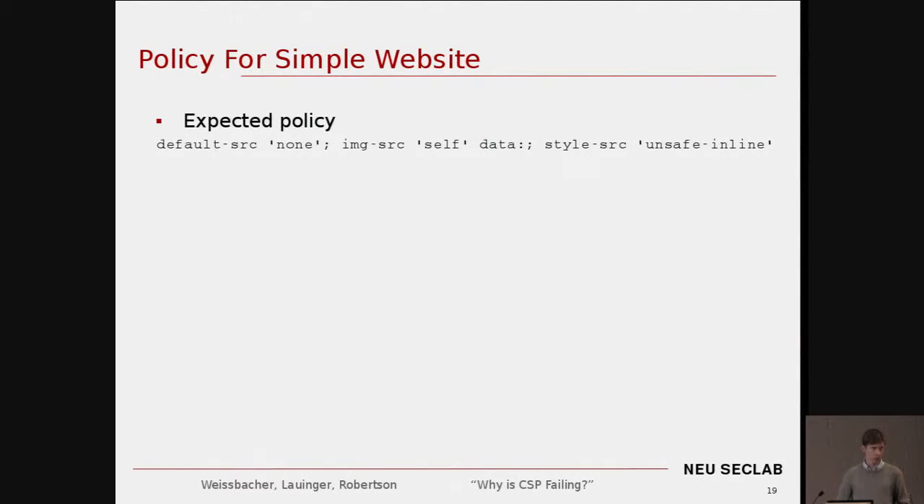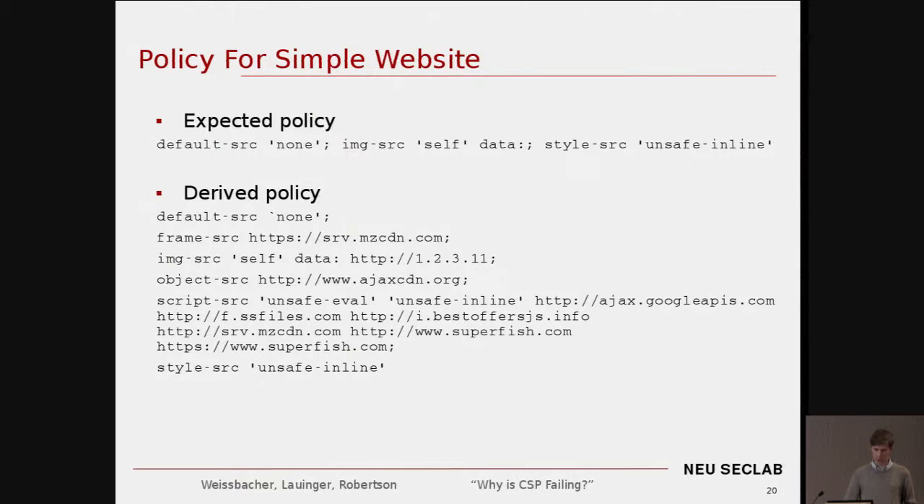So this is one of the super simple websites. So we set default source. This is a manually derived rule, something that we would expect for this extremely simple website. Image source was self. It had some inline data and style source. So when we ran our tool, what we received was this.